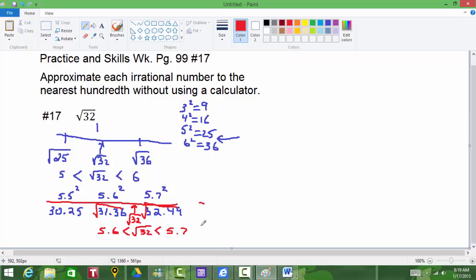Okay, so what I'm going to do is shift all the way up to here. You are going to need a lot of room on this problem. Okay, so I'm going to take a couple numbers. I think what I'm going to try is, let's try 5.65, 5.66.